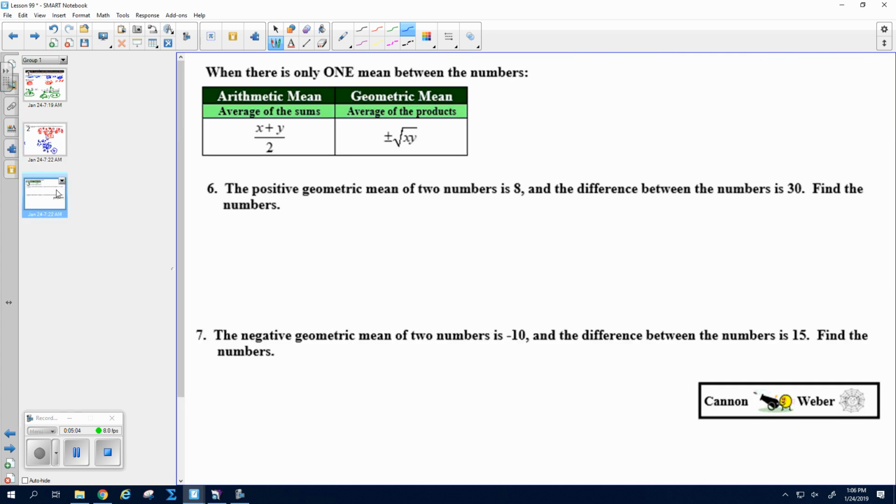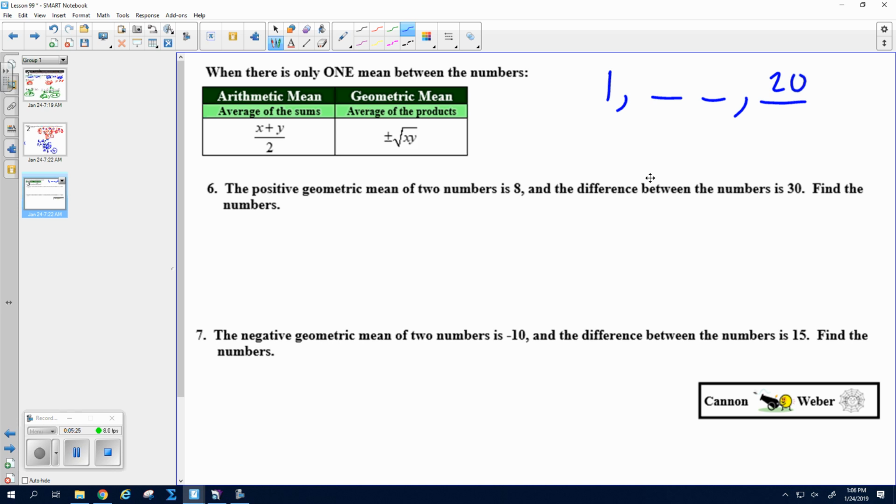All right, when there's only one mean in between the two numbers. So you know how a lot of times we do these where we have the number here and we're finding two means in between, right? That's how we do most of those, and we found our r. What if there's only one in between? Well, then you can really just find these a little bit faster.